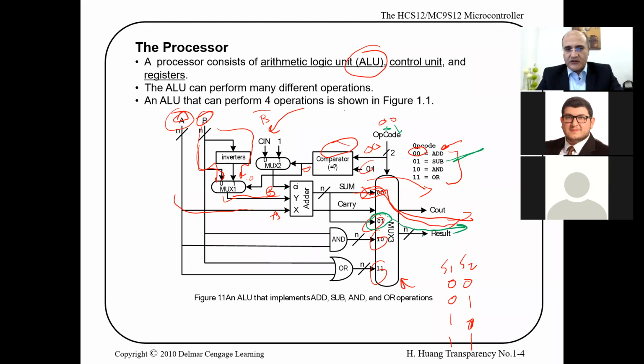pass out to the result. What is on the 0, 1 input? It is the sum again, or the output of this adder. However, the adder's first input is x, which is A. The other one is y, which comes from this multiplexer.